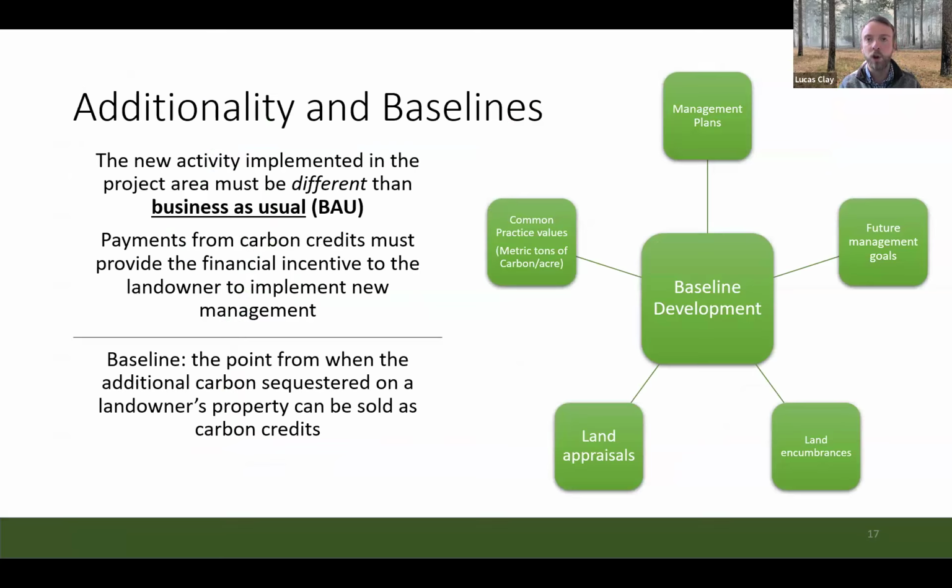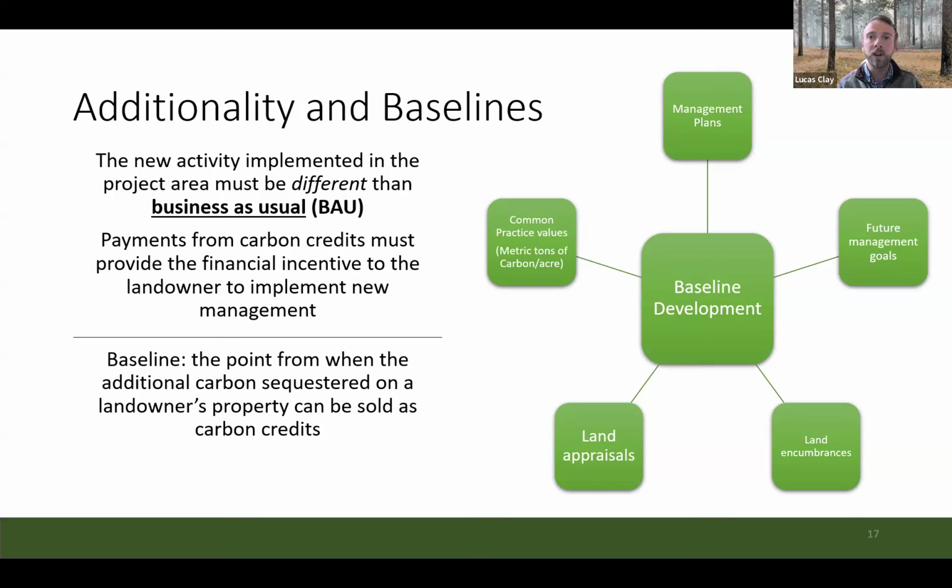The second piece of that puzzle is additionality and baseline. So once we know how much carbon is in the forest, we have to be able to compare how much carbon is actually sequestered that's additional or going to be due to the project and carbon that was already there or going to happen before. So the definition of additionality is this idea that the new activity or the carbon project implemented in the project area must be different than business as usual, and that payments for the carbon credits must provide the financial incentive to the landowner to implement new management.